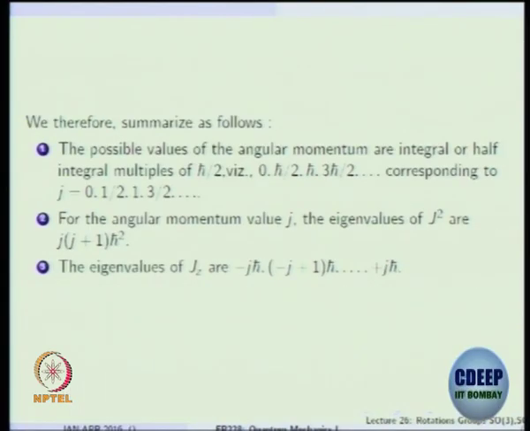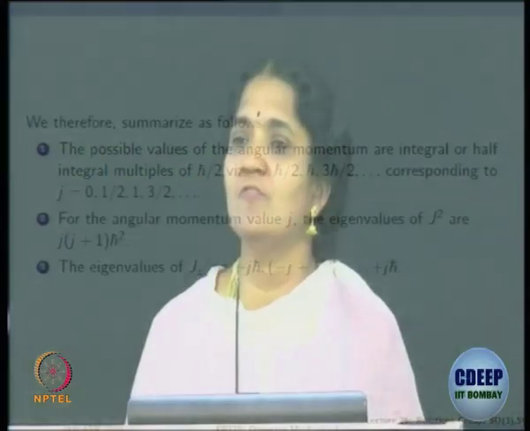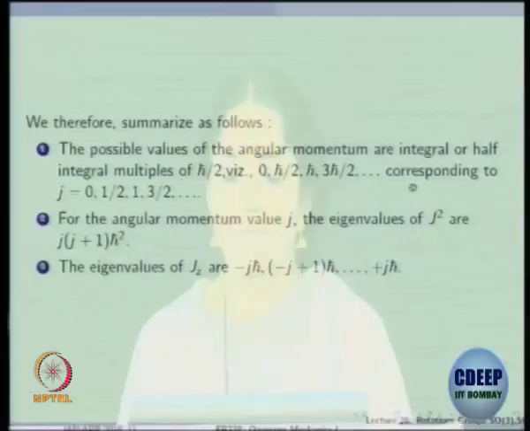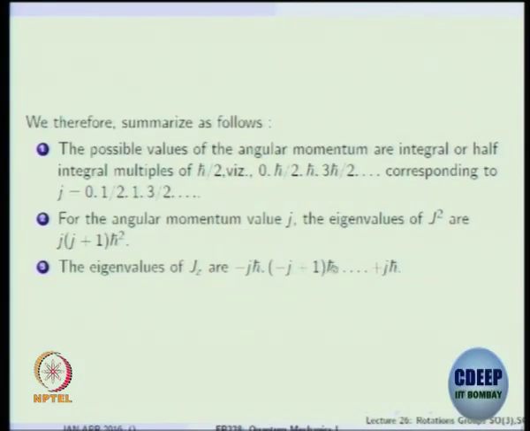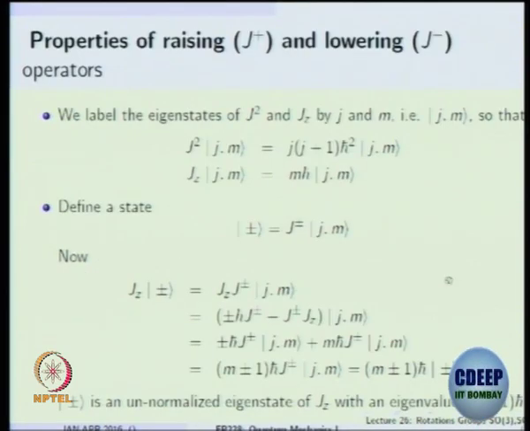So let's summarize. Going over only with angular momentum algebra, without resorting to representation in terms of harmonic oscillator ladder operators, you can also fix the possible values of your angular momentum. You can also find the eigenvalues of j squared, which we knew is j into j plus 1, and the eigenvalues of jz go from minus j h cross to plus j h cross. Then come the lowering and the raising operators.